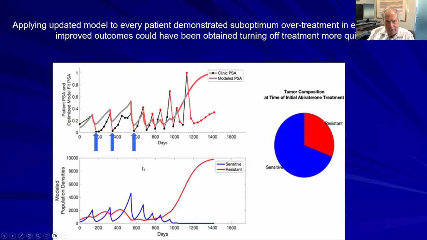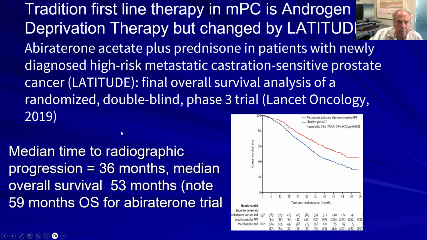And remember now that our goal here is to maintain a significant population of sensitive cells and allow them to suppress the proliferation of the resistant cells. By eliminating the sensitive population, we actually sow the seeds of failure for this individual patient. And so what we've learned from this is that we need to pay more attention to this inflection point.